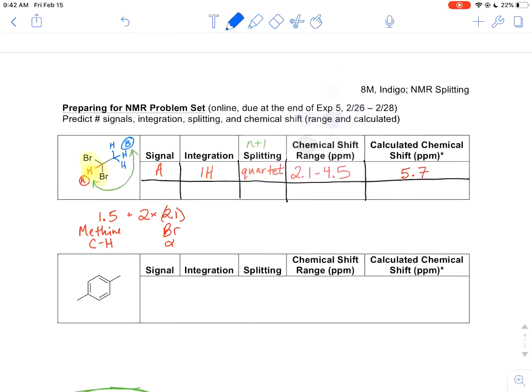Next we go to signal B, 3 hydrogens. Those 3 hydrogens are coupled back to signal A, and there's only 1 A. So the N+1 rule says that we should have 1 + 1 or 2 peaks, and that is a doublet. A doublet looks like this. Its general chemical shift range is going to be just the regular alkane region because it's too far away from those halides for it to make a big effect.